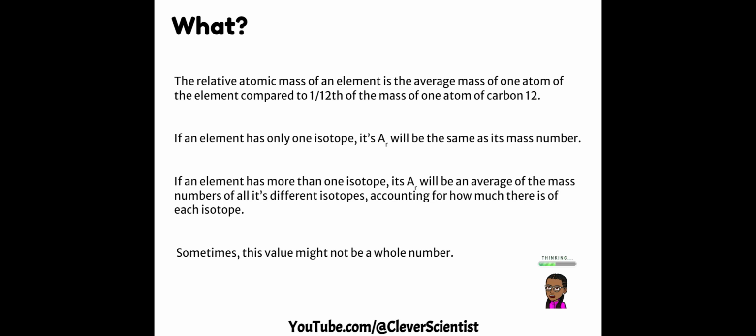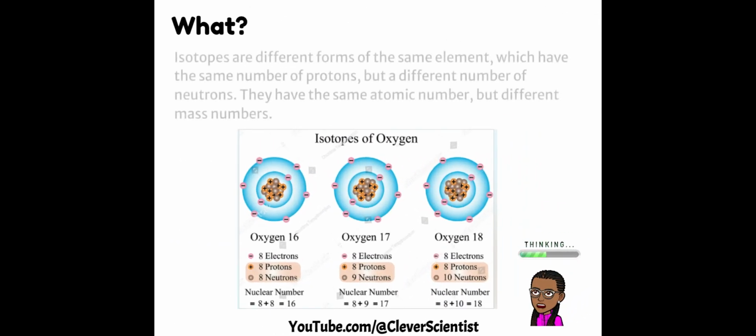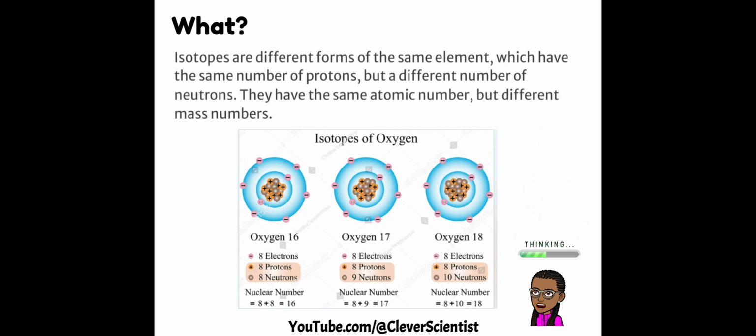So that sounds a little bit complicated, but when we get into working out the relative atomic mass, you'll see that actually it's quite simple. So let's go and have a look at unpacking some vocabulary. What is an isotope? Isotopes are different forms of the same element, which have the same number of protons but a different number of neutrons. They have the same atomic number but different mass numbers. Now it's really key that you learn that definition. It's a favourite exam question.